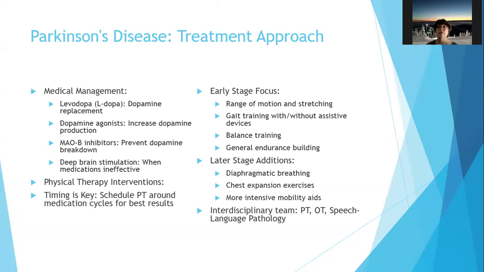It's just a different focus. So early stage, we're working on range of motion, stretching, gait training with and without assistive devices, balance training, general endurance building, strengthening, endurance, cardio, all that stuff is great for Parkinson's. Large amplitude movements. Later stages, you are going to add breathing exercises, chest expansion exercises, more intensive mobility aids, and the person with Parkinson's can benefit from an interdisciplinary approach.